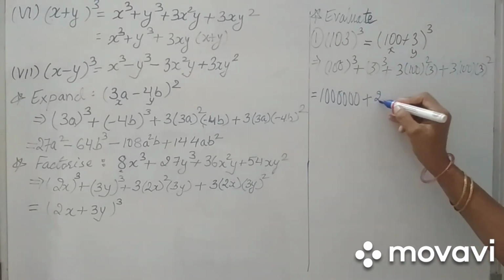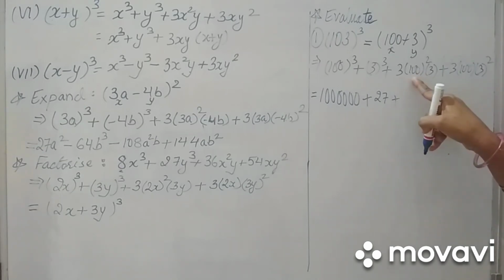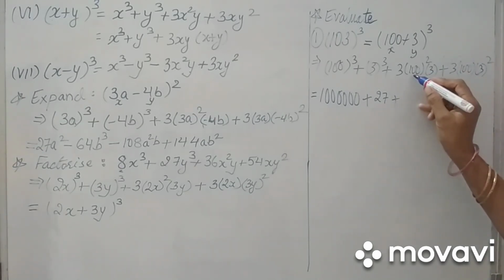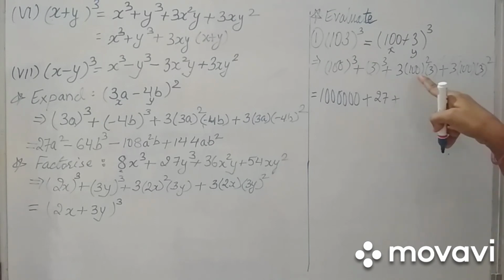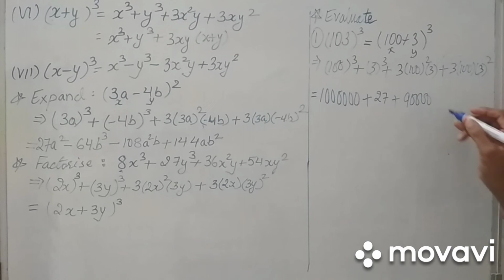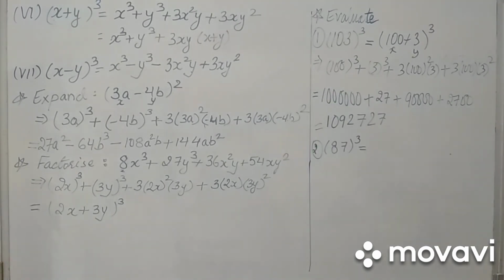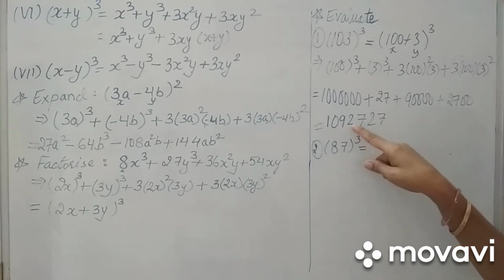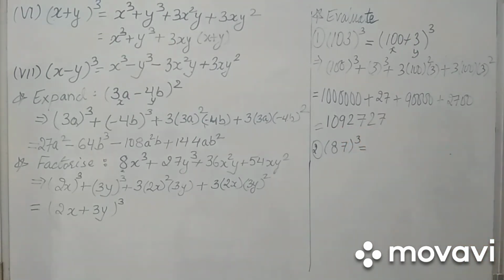Plus 3 cube is 27 plus 100 square is 10,000 into 3 into 3, 9. It will give me 90,000. Plus 9, 3 square is 9 into 3. 9 3s are 27 into 100. So 2700. Now on adding all the terms, you are getting 1092727.